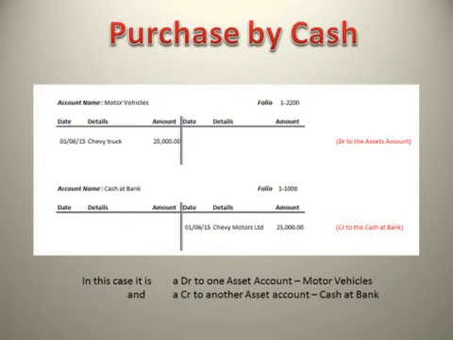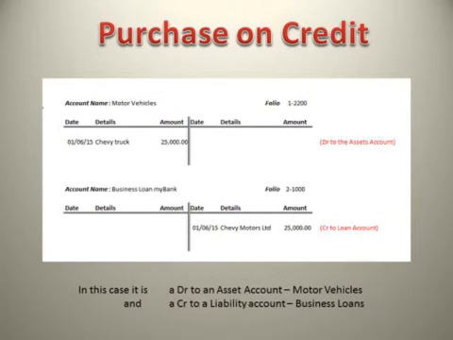So here we have one here. We're buying ourselves a motor vehicle. It's a Chevy truck for $25,000. So we're receiving the Chevy truck, $25,000 debit, and we're paying for it straight out of our cash account. Therefore, $25,000 credit to the cash at bank account. It's as simple as that.